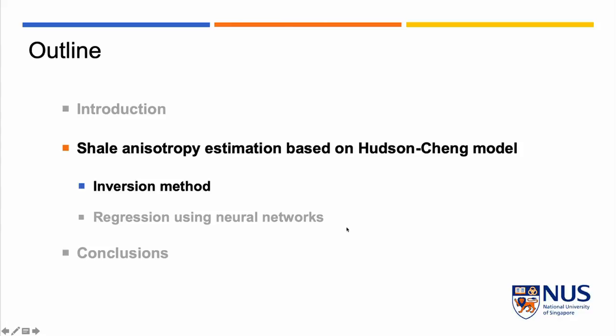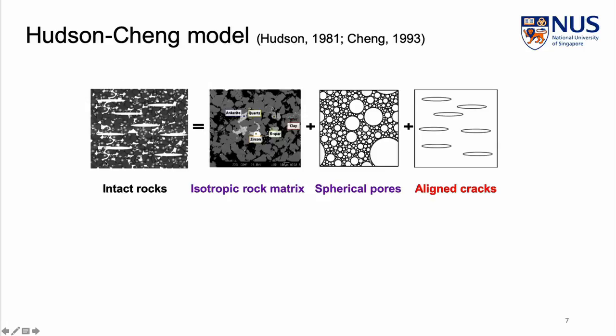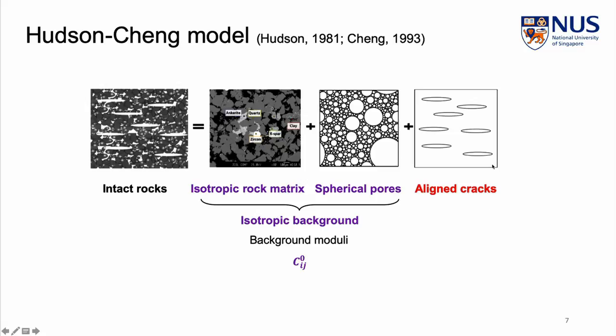So basically, how do we form a model? We imagine an intact rock like this. It will be composed of an isotropic rock matrix, plus spherical pores, or what we call stiff pores. These are the porosity that is very resistant to deformation. And then we also have the aligned cracks. Aligned cracks are imagined to be things that are skinny and much more responsive to deformation, at least in the vertical direction. So we have an isotropic background which is composed of the isotropic rock matrix plus the spherical pores, and you combine that as the isotropic background.